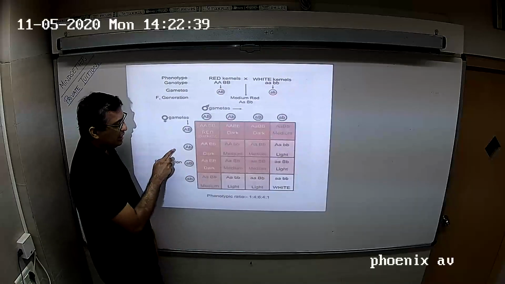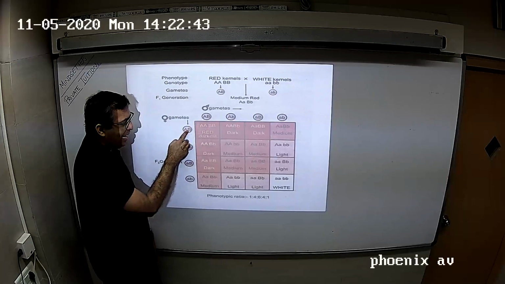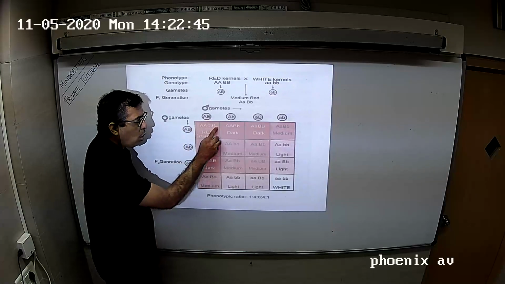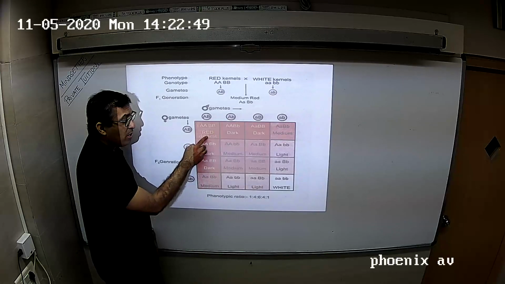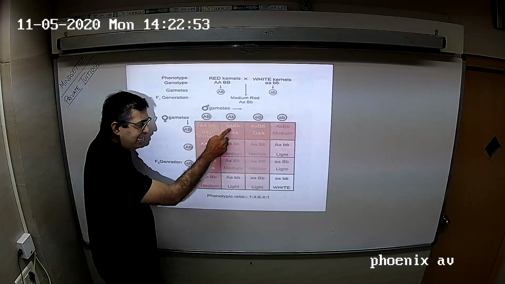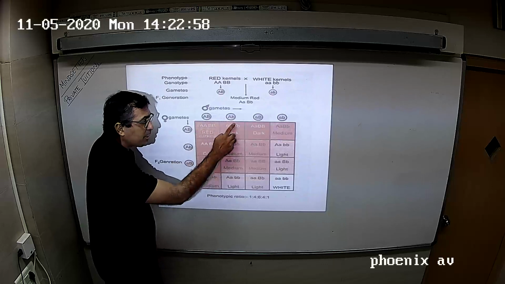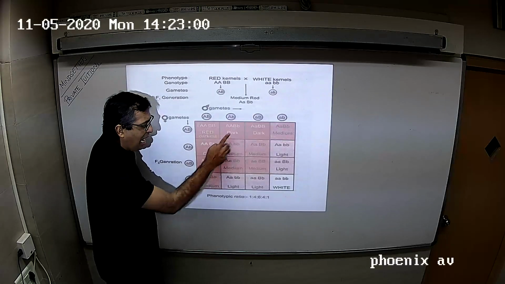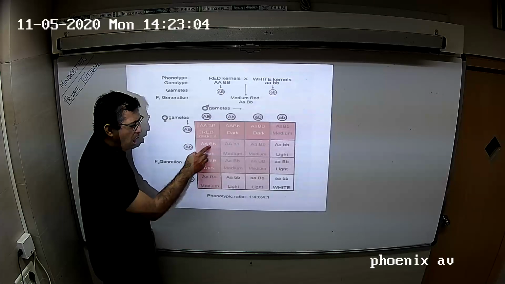Now if the checkerboard method is made, check this here, this one will become capital A, capital A, capital B, capital B. So all 4 capitals are there. What will be the color? It will be dark red as the parent. Check this here, capital A, small a, capital B, capital B, and this is the same.